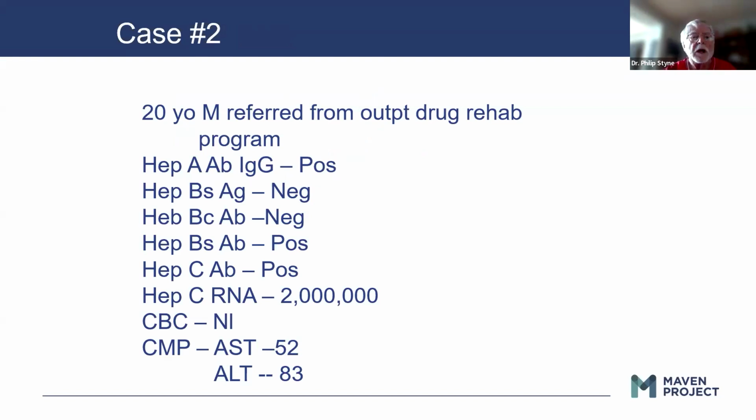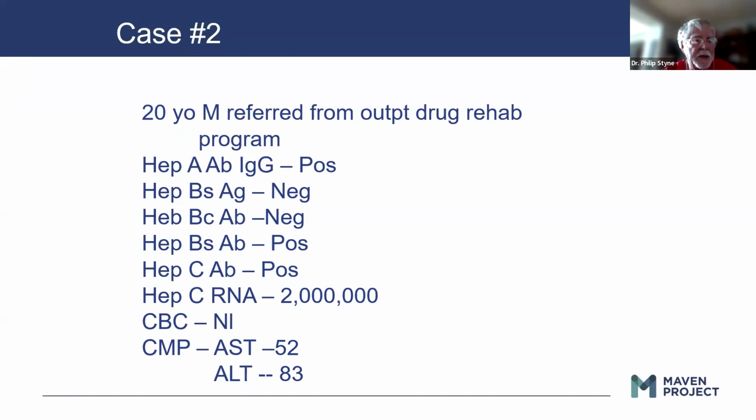Okay, so here's a 20-year-old, referred from a drug outpatient program. He has hepatitis C. He has evidence of previously having hepatitis A. Now let's look at his B markers. He's core negative and surface antibody positive. What does that mean? That means that he was vaccinated for B.